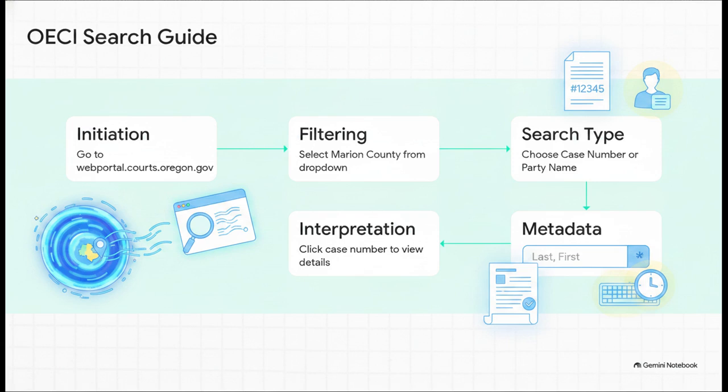Hit Search, and you'll get a list of results. Click on the hyperlinked case number, and that opens up the Register of Actions showing you the timeline of events, hearings, and the final disposition of the case.